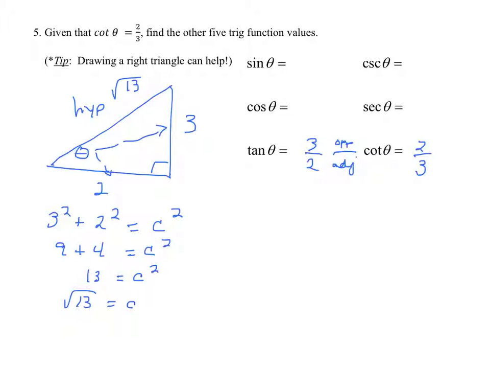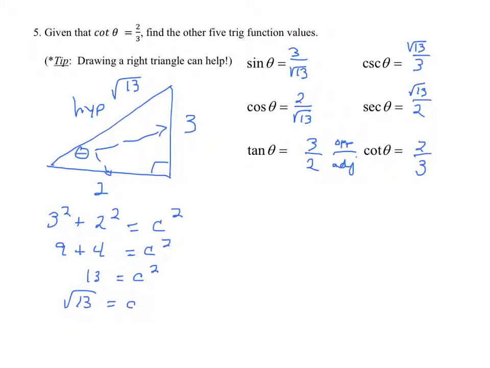Okie dokie. Now, let's get the sine. Sine is opposite over hypotenuse. So it's 3 over square root of 13. Blammo, I can get cosecant, which is square root of 13 over 3. Now let's do cosine, which is adjacent over hypotenuse. So 2 over the square root of 13. Getting the secant, it's square root of 13 over 2.